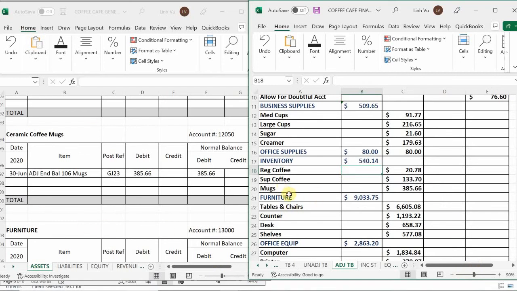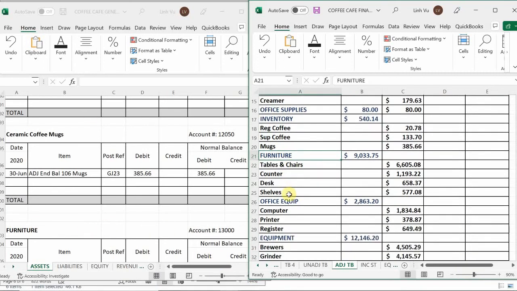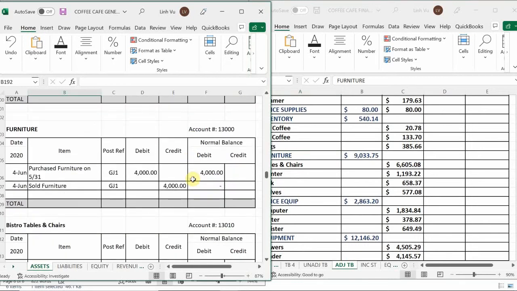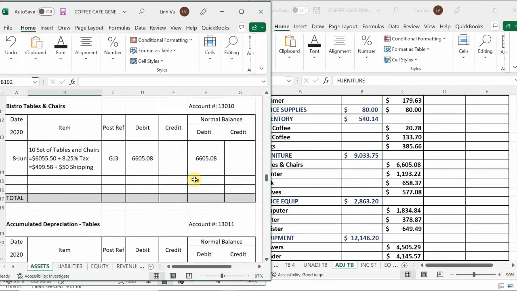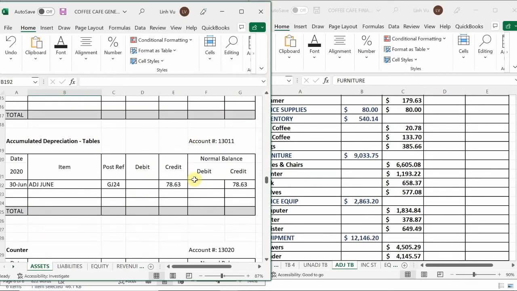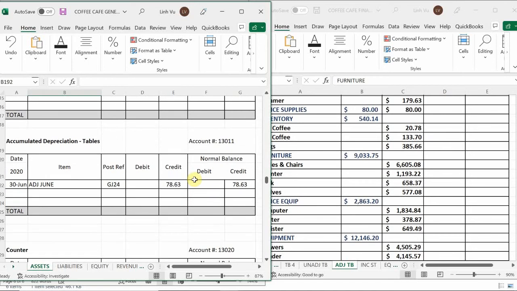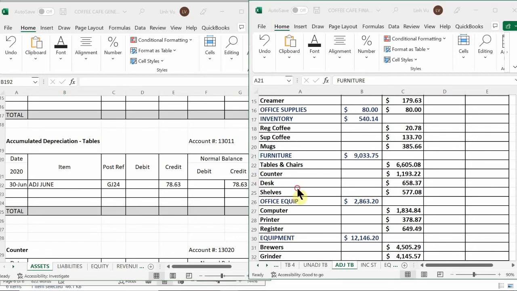Okay? Now here's the long part. Every single furniture item, every single fixed asset, you're going to need to insert a cumulative depreciation for them, right? Because we need to look at our current book value of my fixed assets. So unfortunately, you do have to go ahead and insert every single one of them.